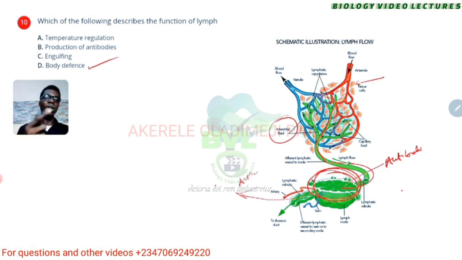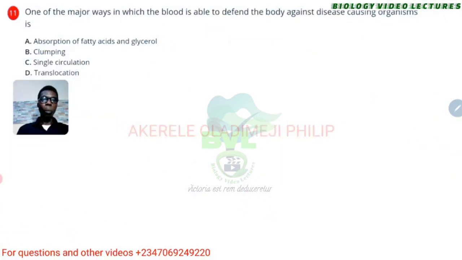If the question had said what's the function of lymph nodes, we can say production of antibodies because it produces something called lymphocytes. But because lymph is just the fluid, which antibodies will flow into after it has been formed, that's why we picked option D. All right, so this is what lymph and lymph nodes are and all of that.